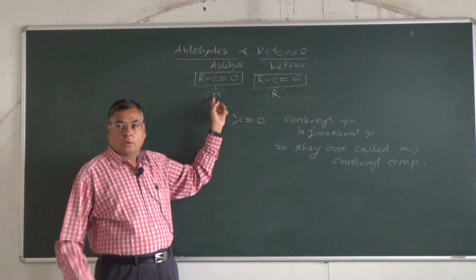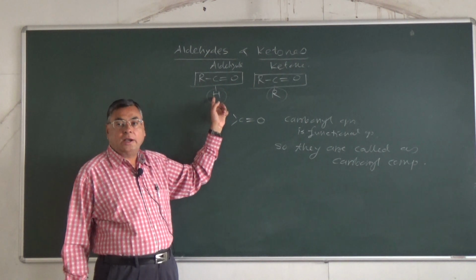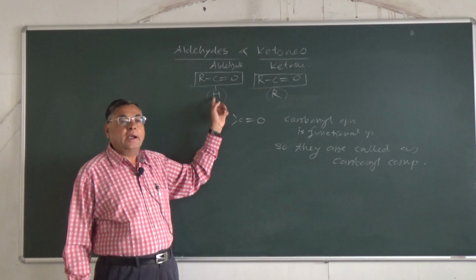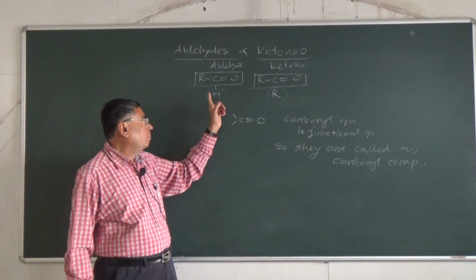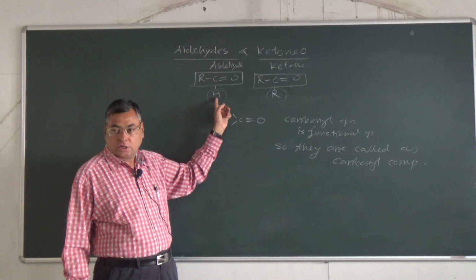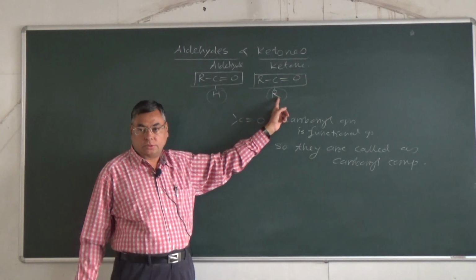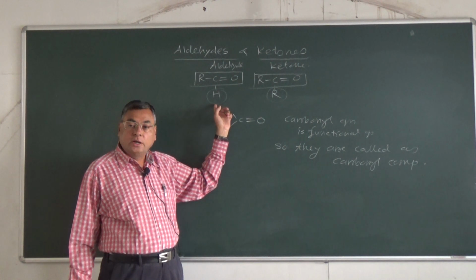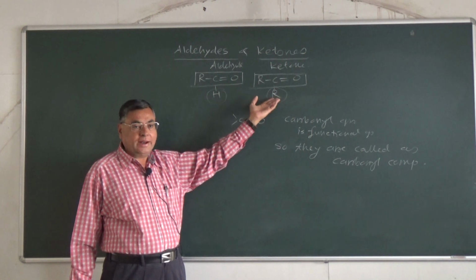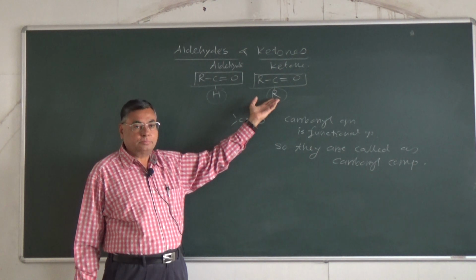And therefore, when we study chemical tests for aldehydes and ketones, aldehyde gives a test with Fehling's solution, Tollens' reagent, Schiff's reagent because of this hydrogen. Ketone does not give this test, because in that test aldehyde is acting as a reducing agent. Ketone does not act as a reducing agent because there is no hydrogen.